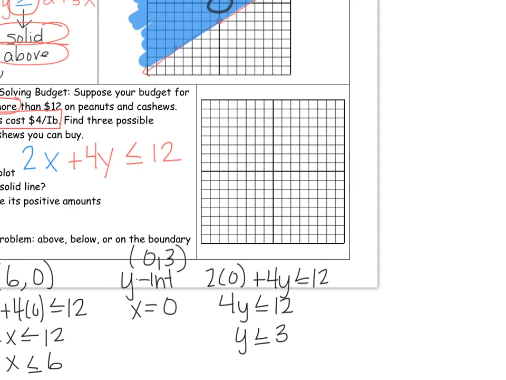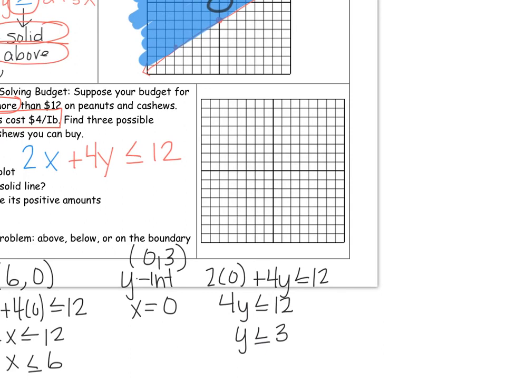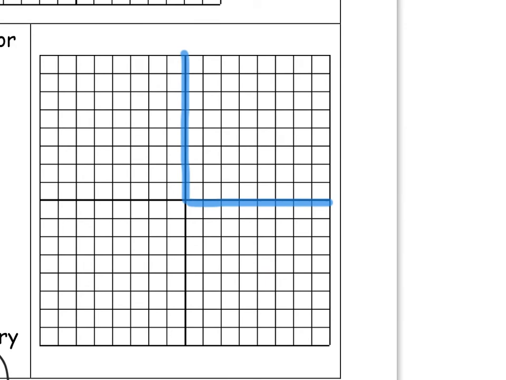So I'm going to start graphing using my x and y intercepts. I'm only going to graph in this coordinate plane right here, quadrant 1, because we can't have negative amounts of peanuts and negative amounts of cashews, so that's the area I'm going to graph in. So I'm going to start with my x and my y intercepts.